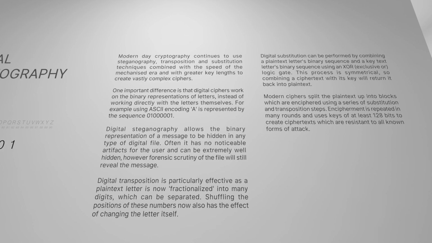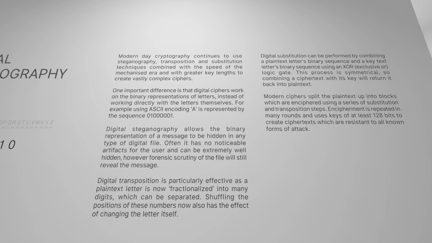Digital transposition is particularly effective as the plaintext letter is now fractionalized into many digits which can be separated. Shuffling the positions of these numbers now also has the effect of changing the letter itself. Digital substitution can be performed by combining a plaintext letter's binary sequence and a keytext letter's binary sequence using an XOR, exclusive OR, logic gate. This process is symmetrical, so combining a ciphertext with its key will return it back into plain text.